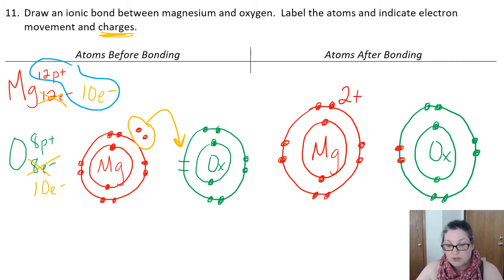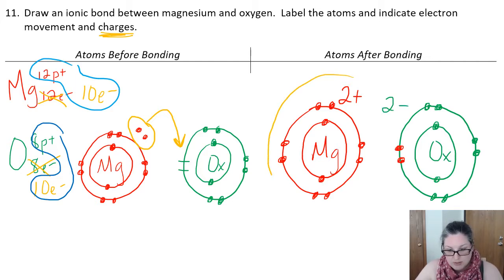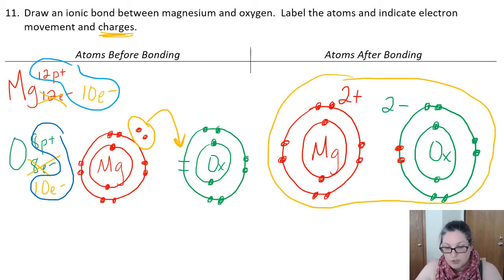here because we lost two electrons. And the oxygen gained 2 electrons. So it's going to have an overall 2 minus charge. And this here forms an ionic bond because the charges are opposite, opposites attract, and they are bonded together.